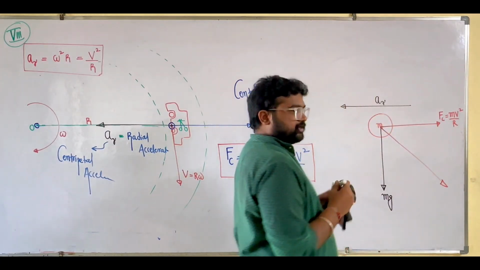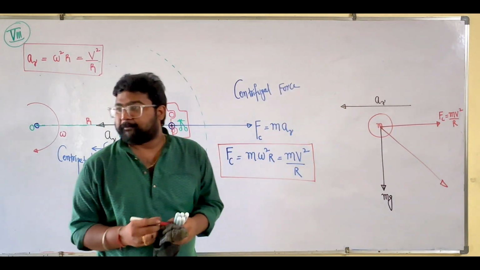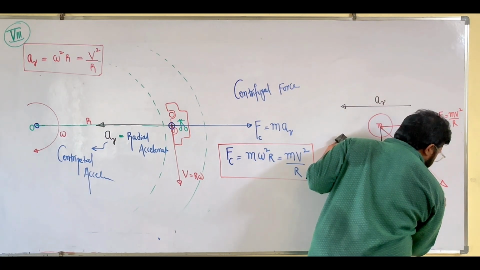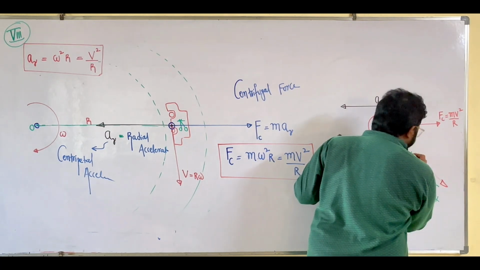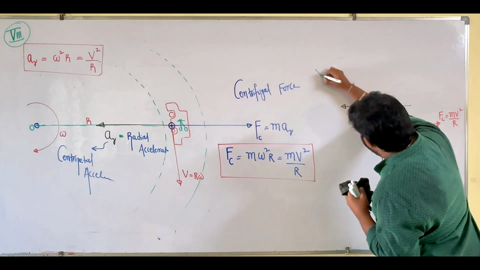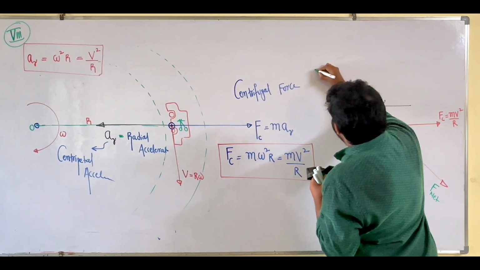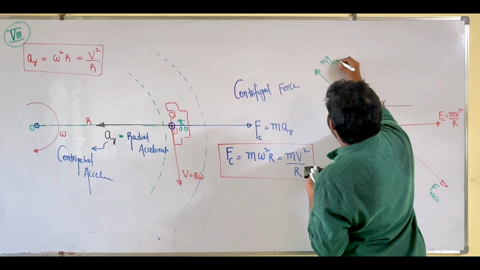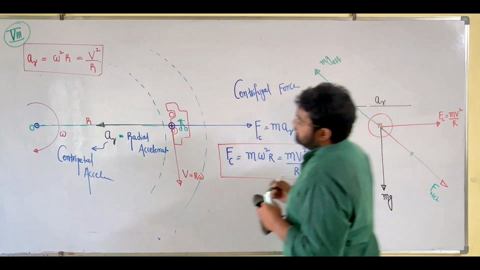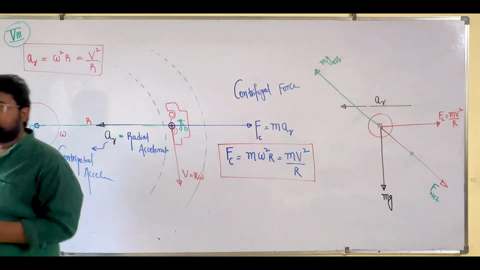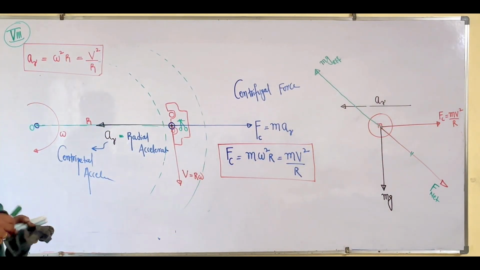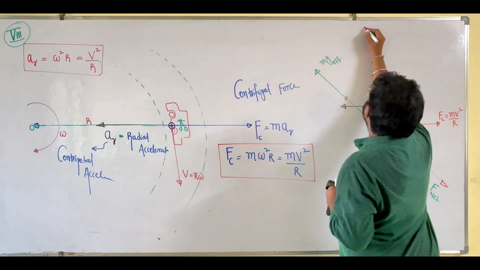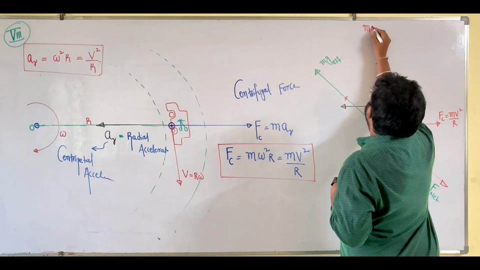What is the F net acting on the bob? Tell me. This F net is balanced by whom? mg effective. Clear? So mg effective is equal to how much?